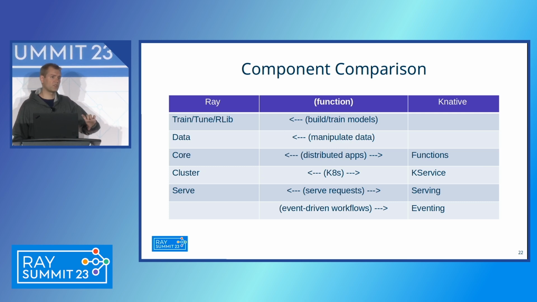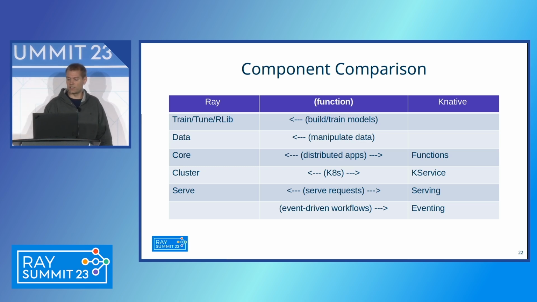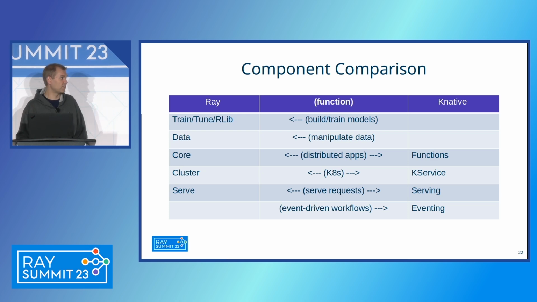Because of Ray's focus on ML, AI, and that type of workspace, there are Train, Tune, and Data, and those applications have no equivalent in Knative. So particularly when you're doing iterative data type workloads, it's not a place where Knative works very strongly. At the same time, Knative has eventing, Ray doesn't. So again, it just outlines that there are some differences between the two types of applications.